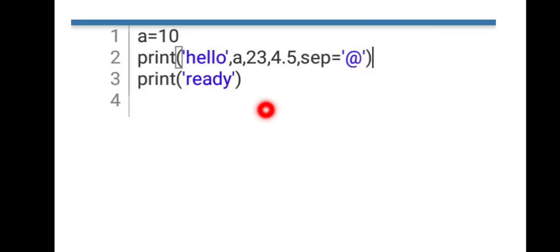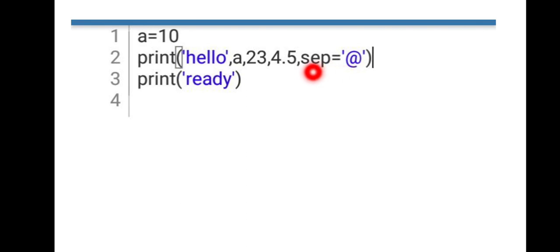Now here I am trying to demonstrate the effect of the argument SEP. Right, the default value of the argument SEP is space. That is why each of the values are separated by spaces. But now here I have changed the value of SEP argument. I have written it as @. So now what will happen?